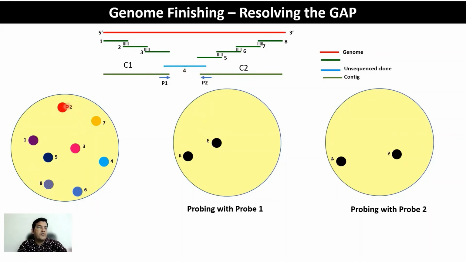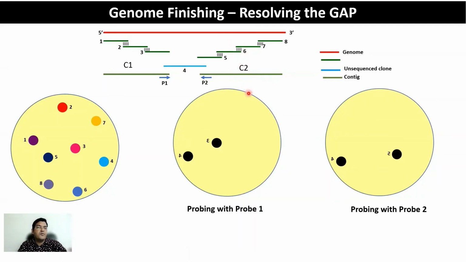So in case of 2, both P1 and P2 will not bind, so no amplification. In case of 7, again, both P1 and P2 will not bind, no amplification. In case of fragment 3, P1 would bind, but P2 will not bind, therefore no amplification. Likewise, fragment 6, neither P1 nor P2 would bind.